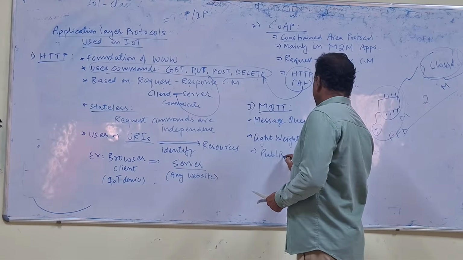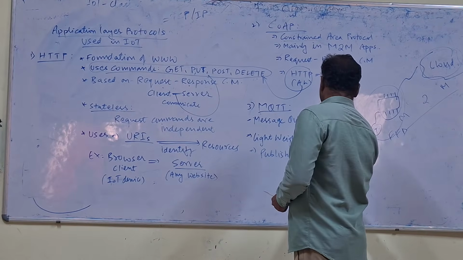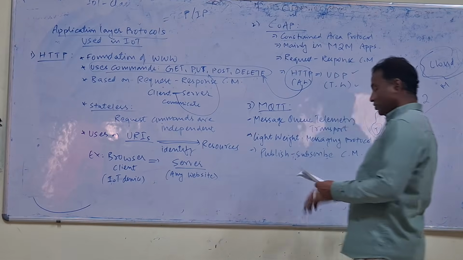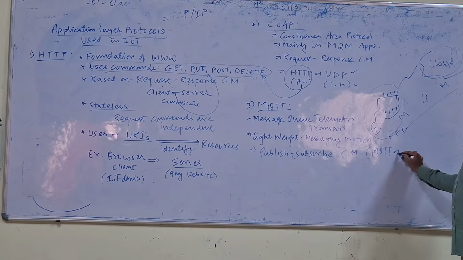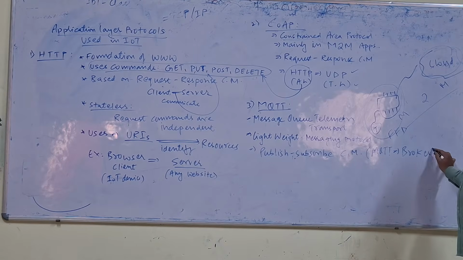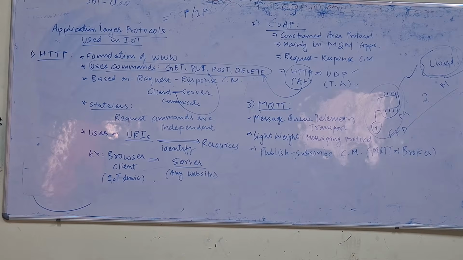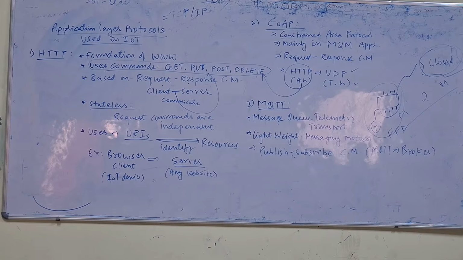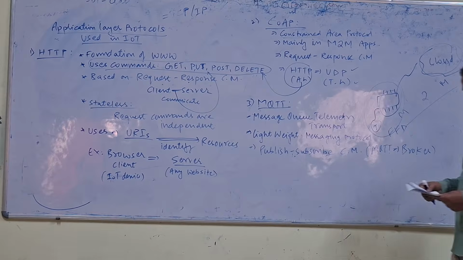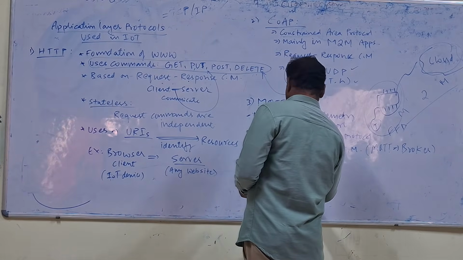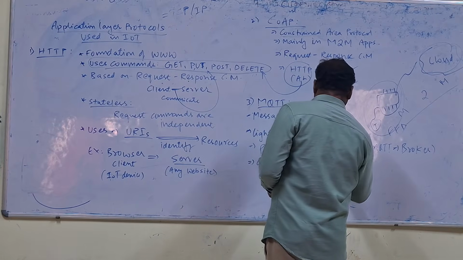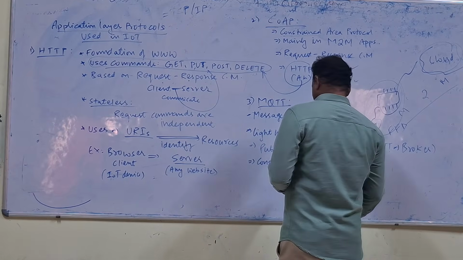It uses the publish-subscribe communication model, where MQTT is a broker. You have seen the publish-subscribe communication model, and all those things will come here. Again, the fourth point is that it is designed for a constrained environment.